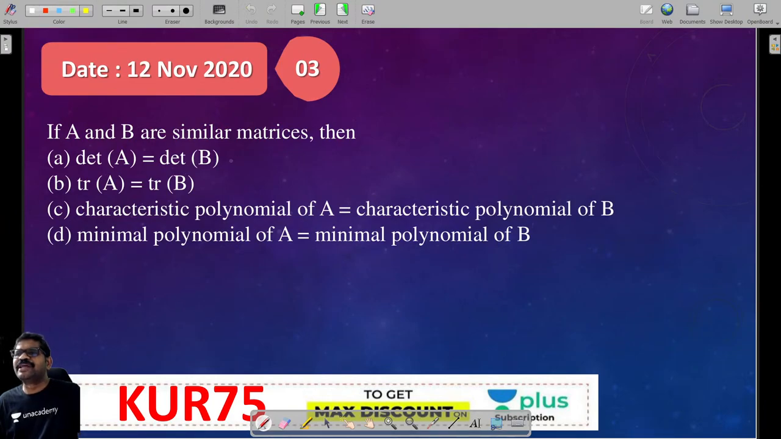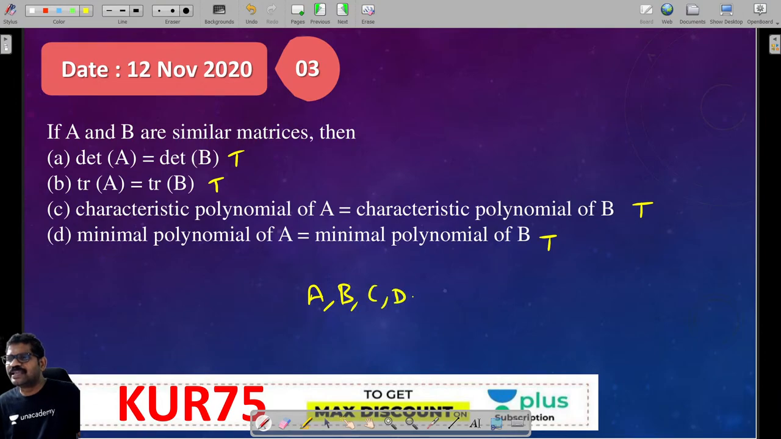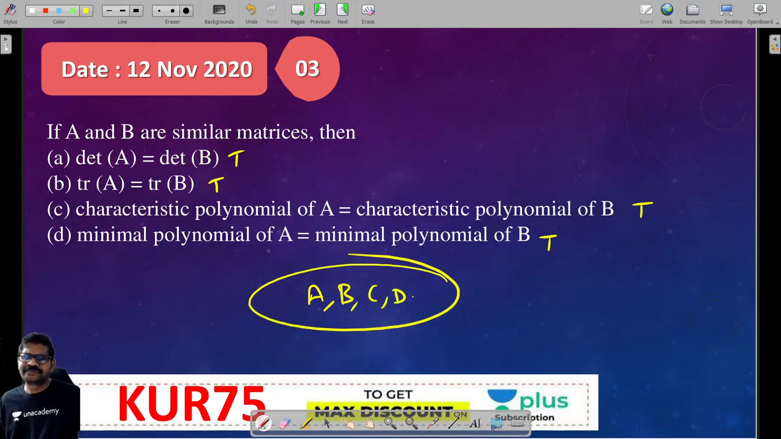Now, since A and B are similar, therefore det A equal to det B is true, trace of A equal to trace of B is true, characteristic polynomial of A equal to characteristic polynomial of B is true, minimal polynomial of A equal to minimal polynomial of B is also true. Therefore, correct answers are A, B, C, D. Understood? Next, follow.